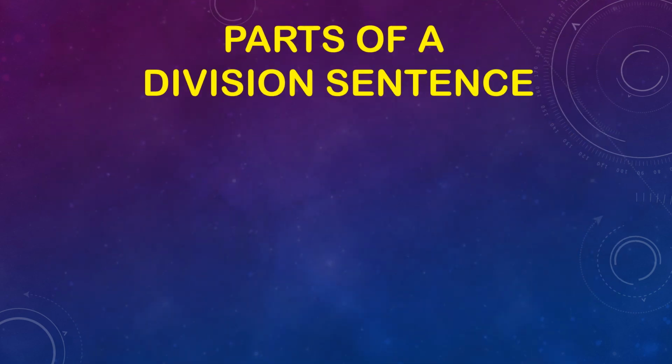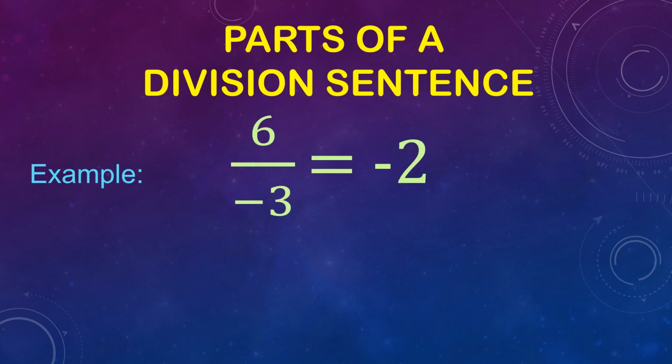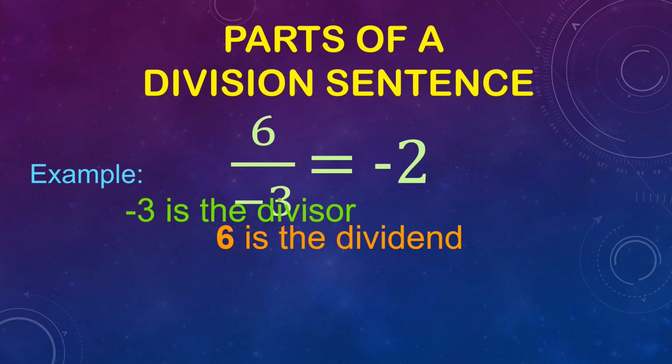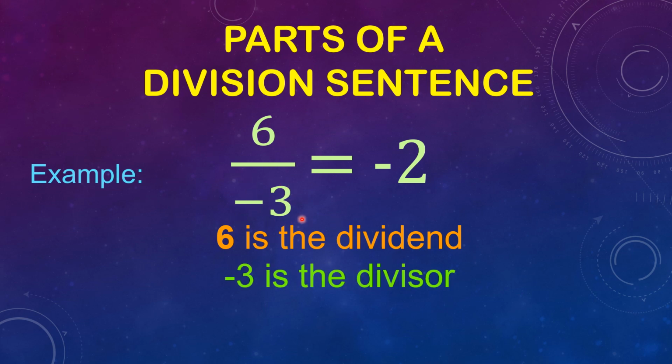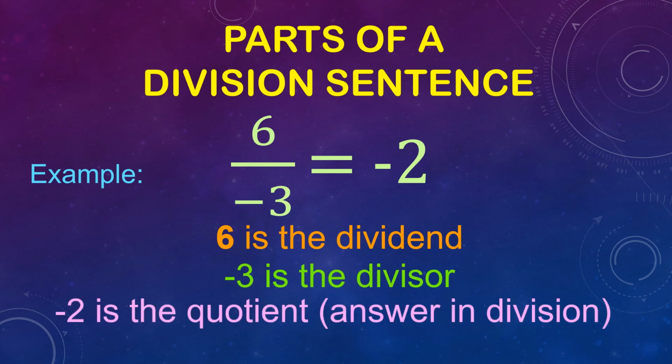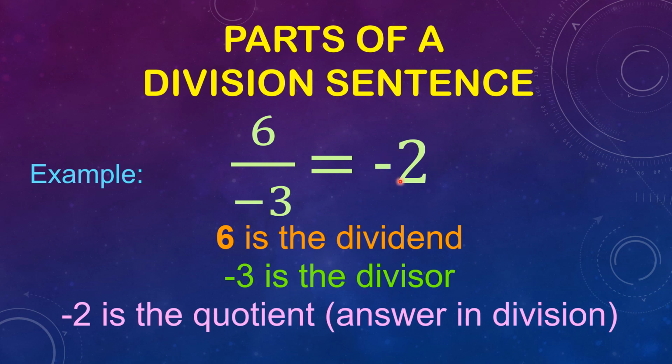Let's look at the parts of a division sentence. For example, we have 6 divided by -3 is equal to -2. In this example, 6 is the dividend, -3 is the divisor, and -2 is the quotient. Quotient is the answer in division.